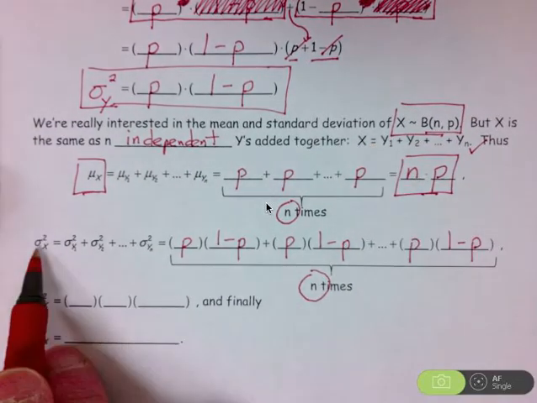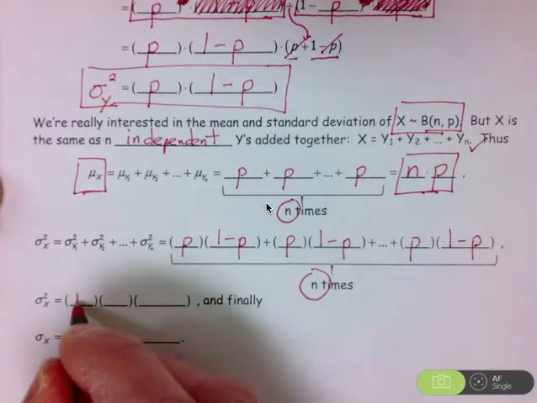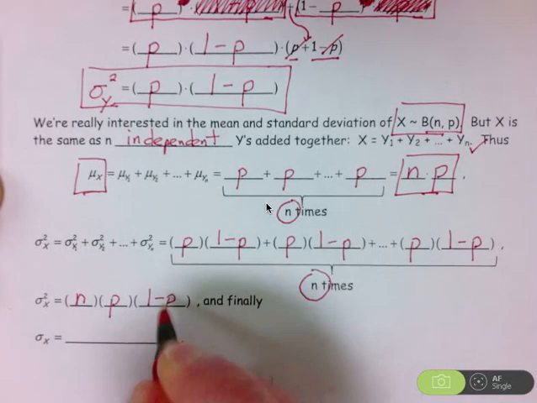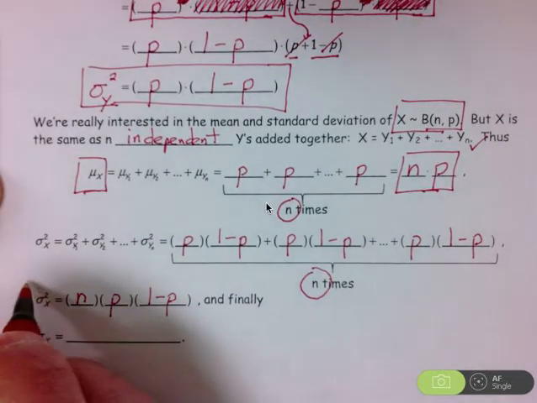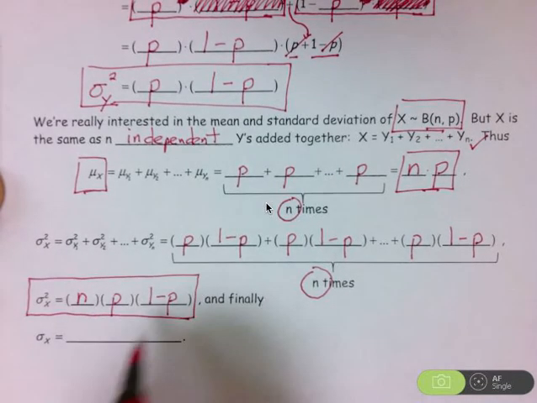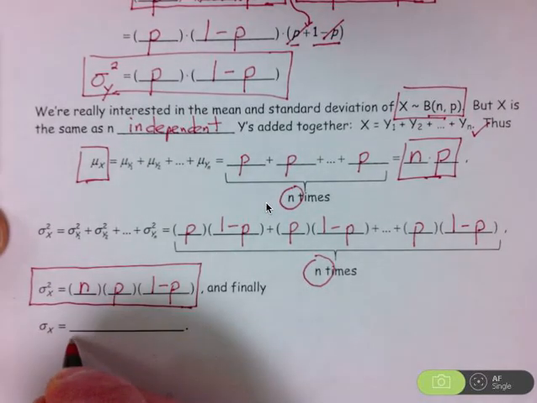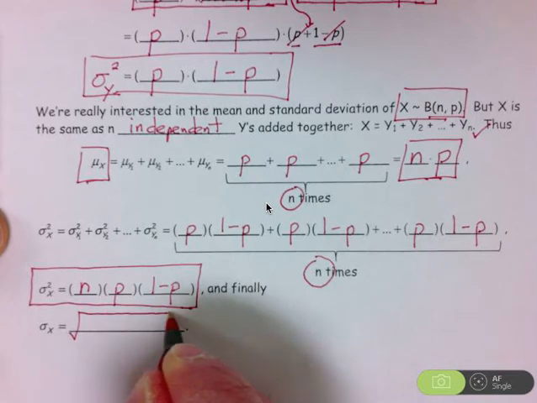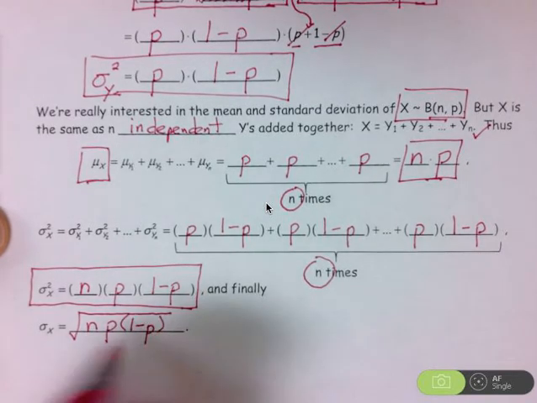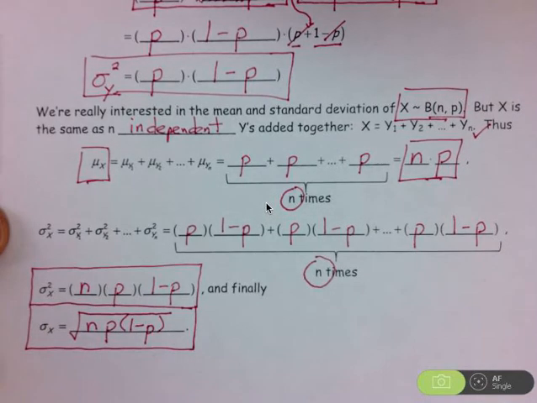So that means that the variance for my x is literally just n of these p times 1 minus p expressions. That is the expression then for the variance of the binomially distributed random variable x. So to find the standard deviation, I can just take the square root of that expression. So that would be the square root of n times p times 1 minus p. And that ultimately was our goal.